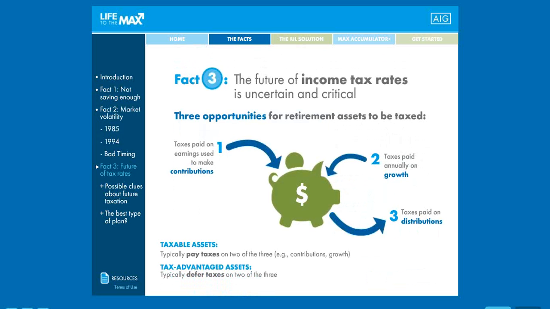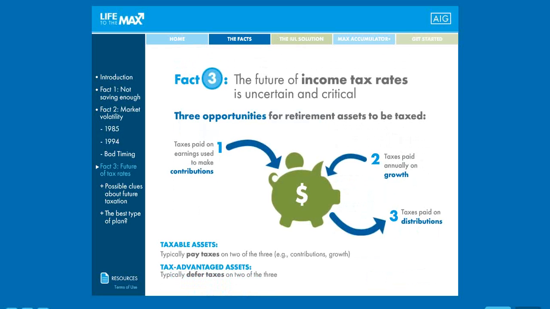Now, for any asset you can imagine, whether it's an IRA, a piece of real estate, or an investment account, taxes are due on at least one of these phases. A traditional IRA, we know, generally uses pre-tax dollars for contributions, and the growth is tax deferred, but then the withdrawals are taxed when the client takes them. A Roth IRA would be reversed. You're going to pay taxes on the contributions, but the growth and the distributions are tax-free.